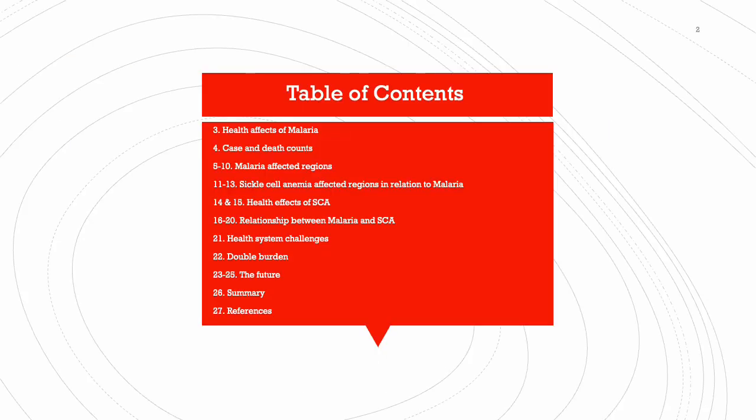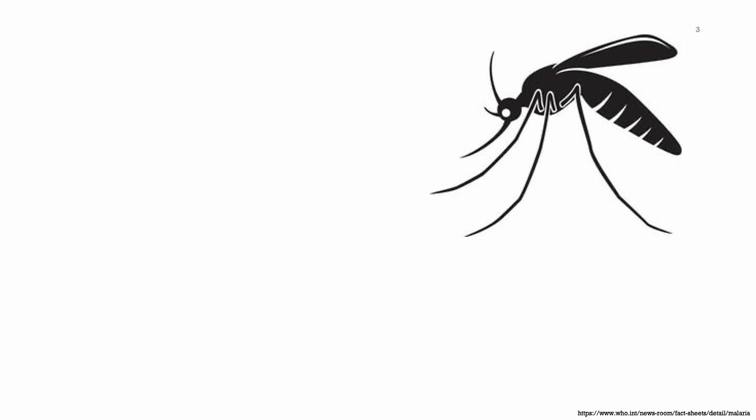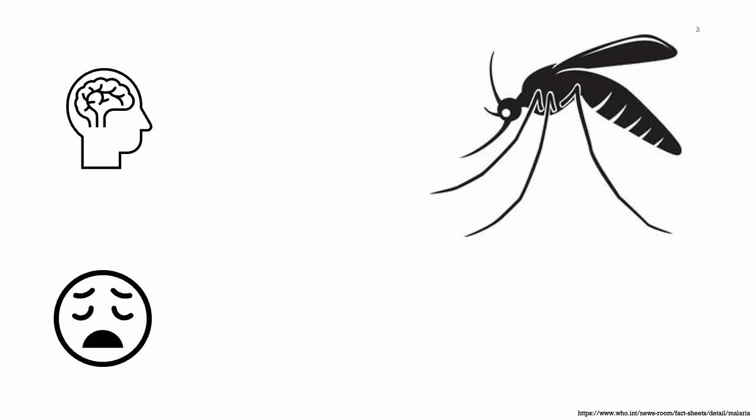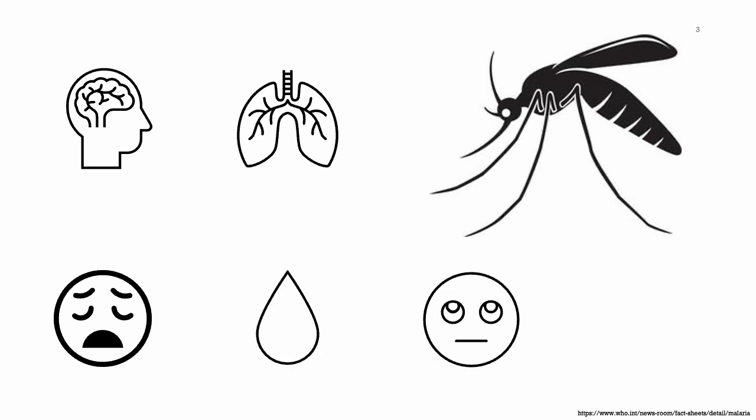Here is our table of contents for today's presentation. So malaria is caused by bites from the Anopheles mosquitoes and causes a host of symptoms like impaired consciousness, headache and fever, difficulty breathing, dark or bloody urine, jaundice, and extreme exhaustion.